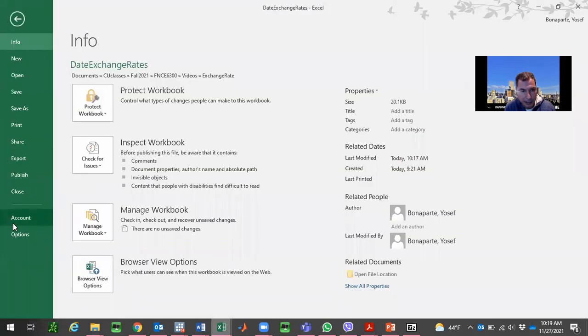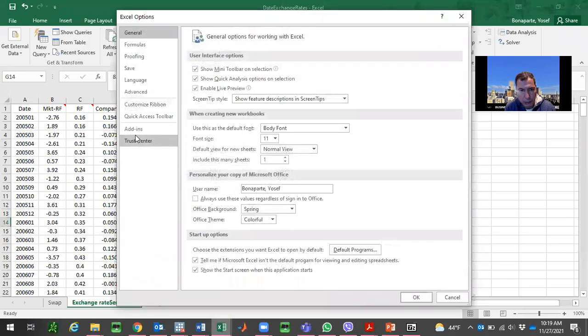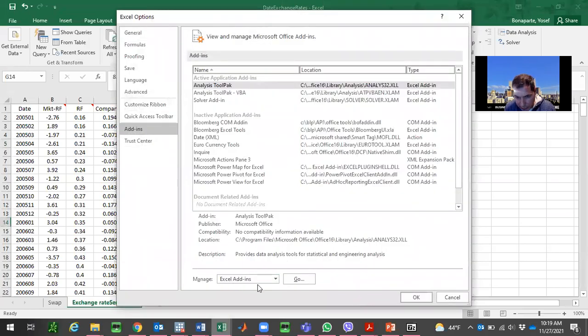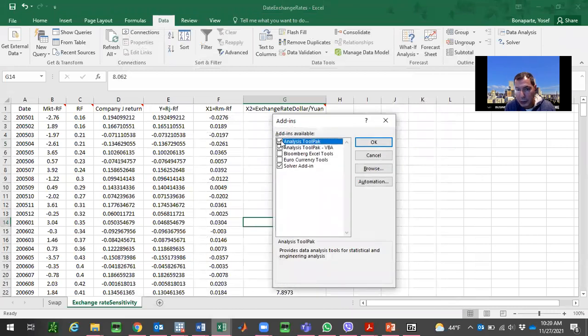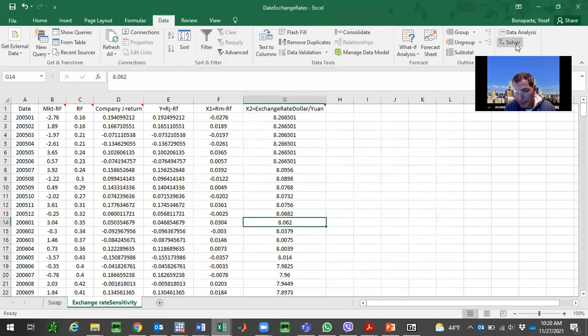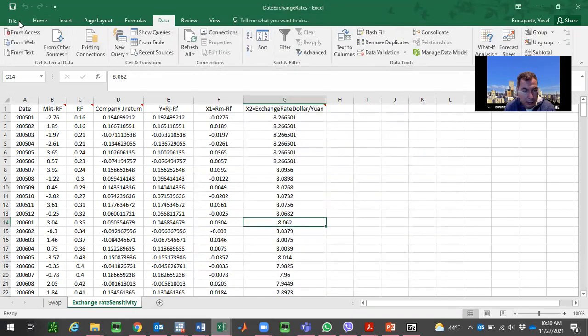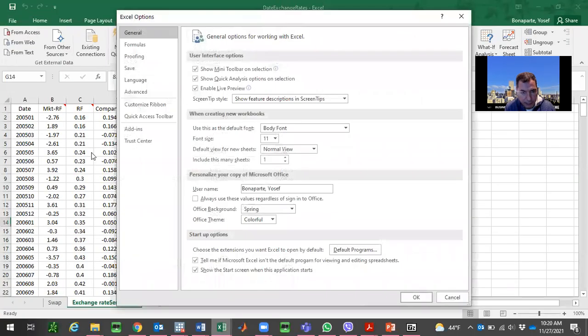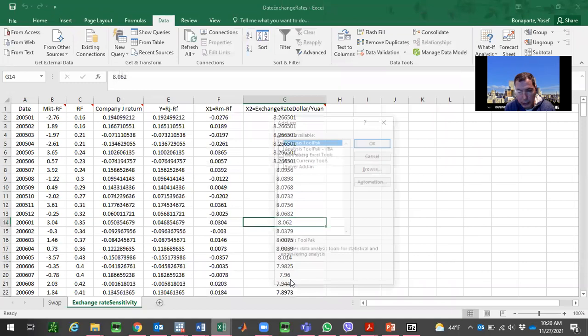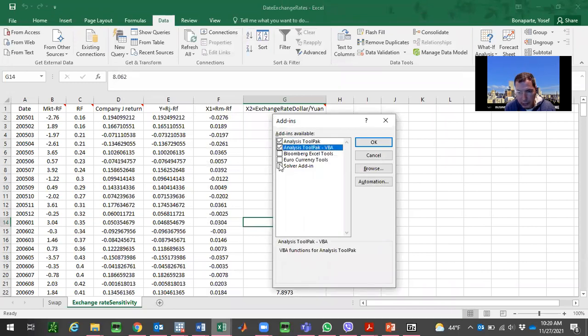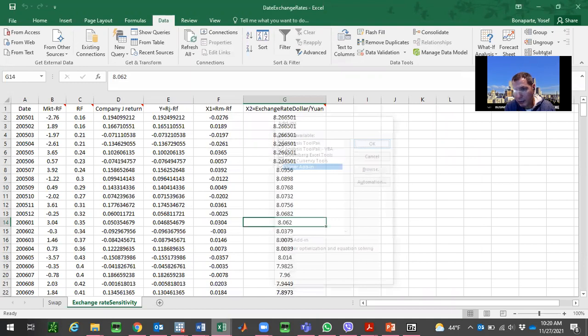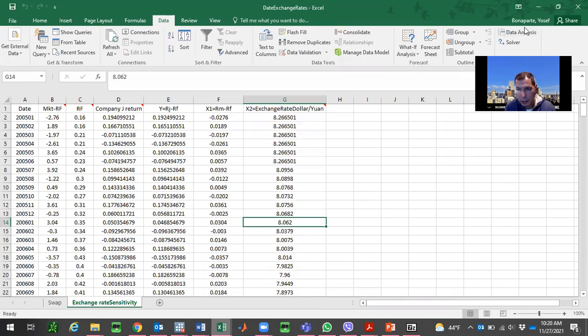Files, options, add-ins. In Excel add-ins, you click Go and check these two boxes, then you will get this one. If you uncheck these boxes, then this will go. Again, we need them. So we're going to do options, add-ins, Go, check this, this, and this, and okay. I always have them in my Excel. I didn't drop them or add them. I always keep them. So I got everything I need.